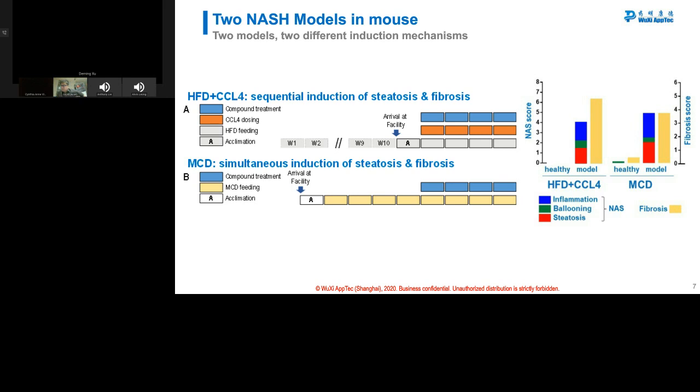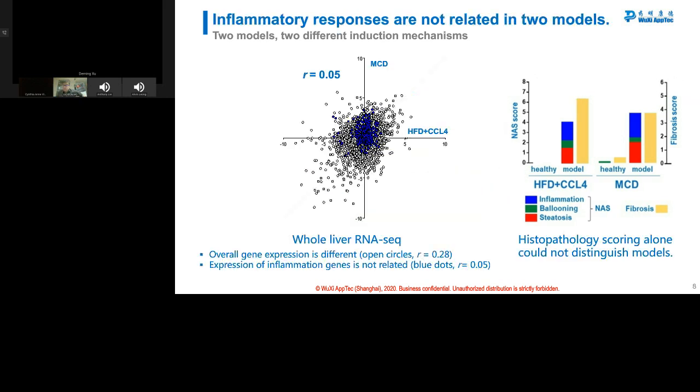So histopathology scoring, as used in clinical diagnosis of NASH, alone cannot distinguish these two models, as shown on the right. So in other words, these two models are either equally good or equally useless. So it can be both. So we try to find out whether one is better or one is worse in terms of clinical relevance.